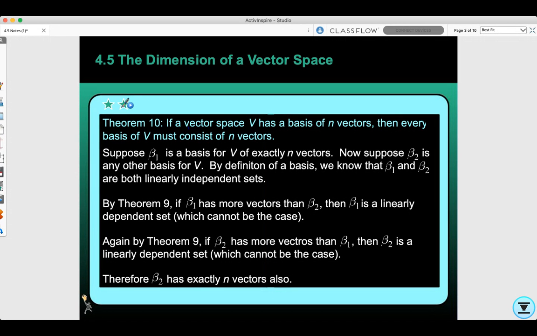Suppose B1 is a basis for V of exactly n vectors. Suppose B2 is another basis for V. By definition of a basis, we know that B1 and B2 are both linearly independent sets. By Theorem 9, if B1 has more vectors than B2, then B1 is a linearly dependent set, which cannot be the case. Again, by Theorem 9, if B2 has more vectors than B1, then B2 is a linearly dependent set, which cannot be the case. Therefore, B2 has exactly n vectors also.